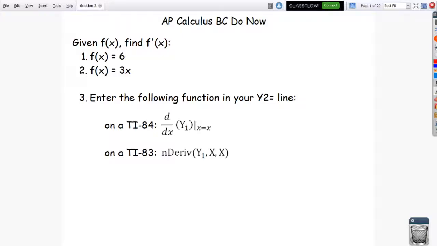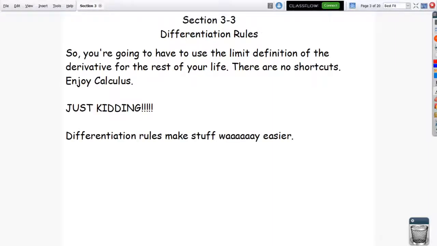All right, cool. Let's get on the right screen. There we go. And differentiation rules. So you're going to have to use the limit definition of the derivative for the rest of your life. There are no shortcuts. Enjoy calculus. Just kidding. You're going to learn a lot of rules today. There are so many rules that you're going to learn today, and you're probably going to want to write all of them down, and write them in a place where you can find them later.